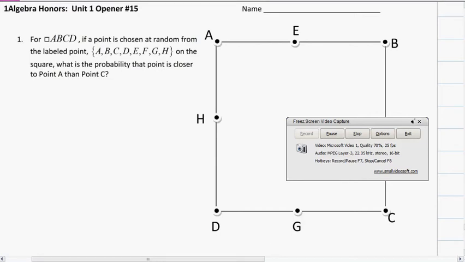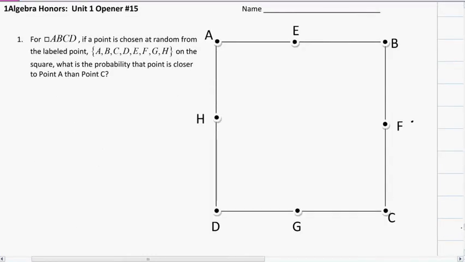So for square A, B, C, D, if a point is chosen at random from the labeled points A, B, C, D, E, F, G, H on the square, what's the probability that that point is closer to point A than C? Again, let's break down the problem. We have a square labeled A, B, C, D with a bunch of other points, and we're going to choose a point at random from this set of points, which are all the points on the thing, and we're looking for the probability that that point is closer to A than C.